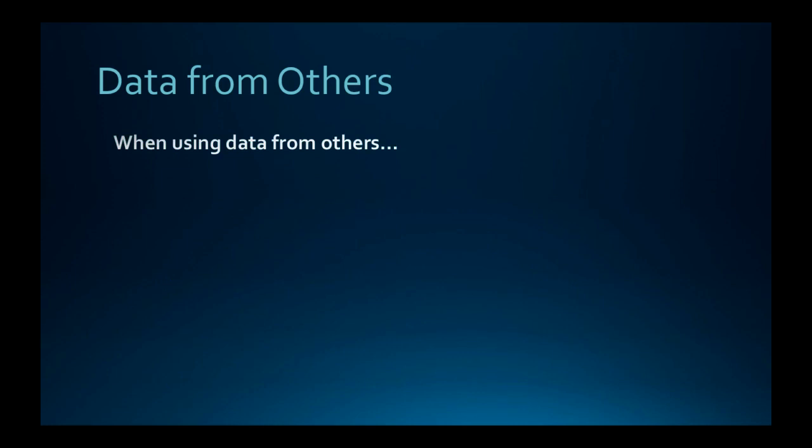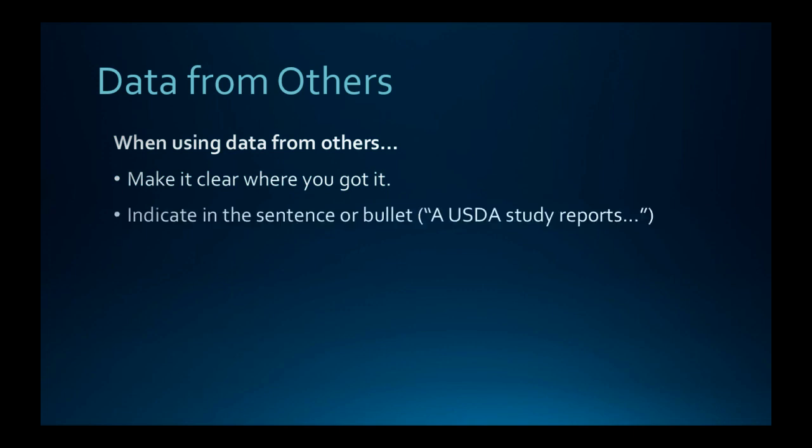When using data from others, we need to make it clear where we got it. That's important. So indicate it in the sentence or the bullet. A USDA study reports. That's okay. I've told you my source. Now I'm going to give you a bibliographical entry later, but I'm telling you at the time that I'm delivering the data. I can put something in parentheses. I could say I got something from USAID.